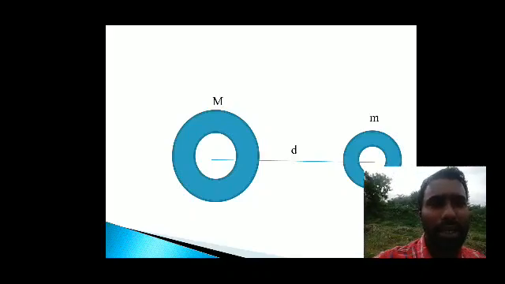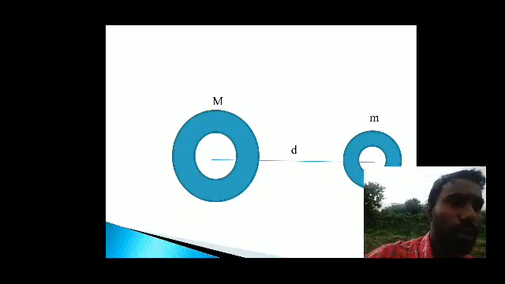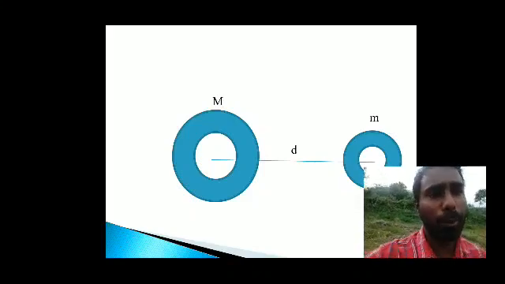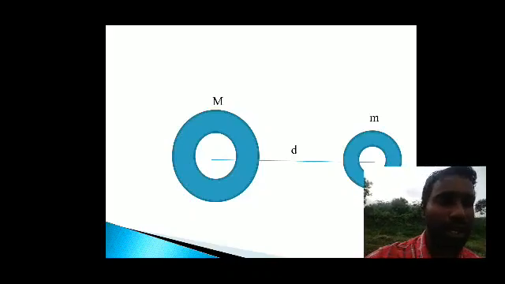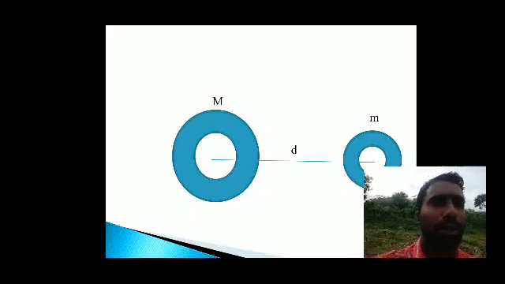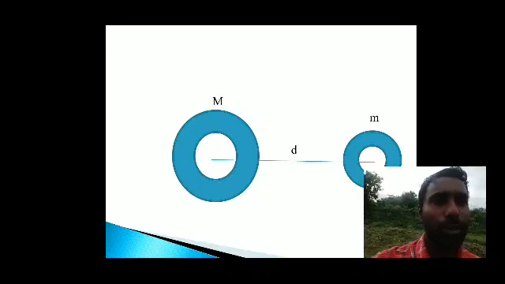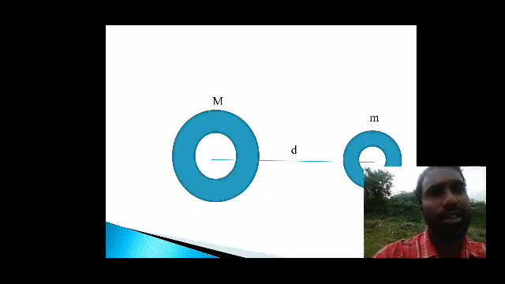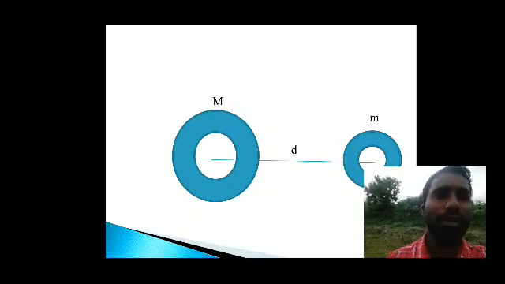Whenever you take any two objects, there is an attractive force acting between them. That attractive force is directly proportional to the product of the masses. Product means multiplication, so M into m. So F is directly proportional to M into m, and inversely proportional to the square of the distance: F is proportional to 1 by d square. Inversely proportional means you put 1 divided by that value, that is, the square of the distance, d square.